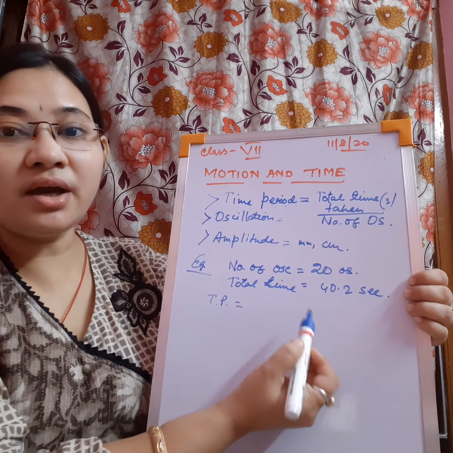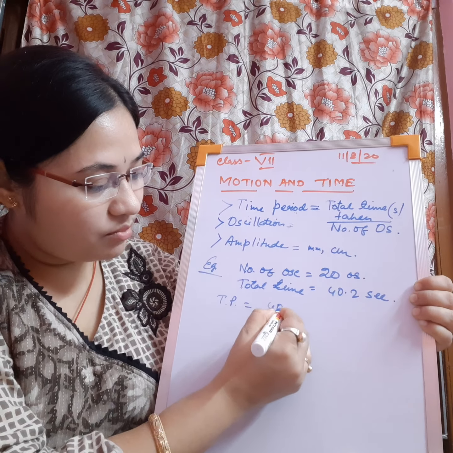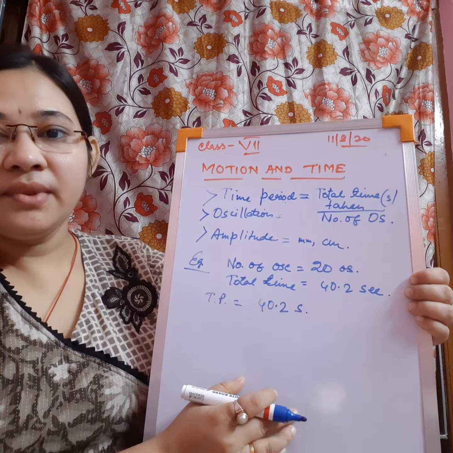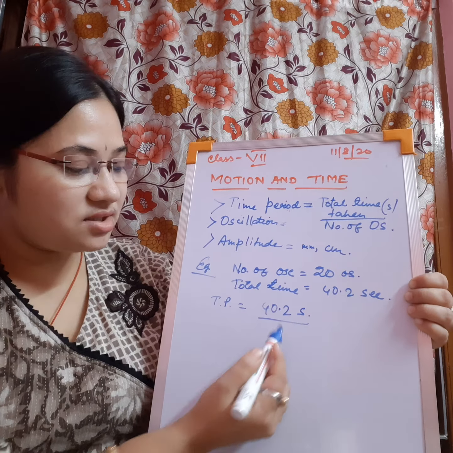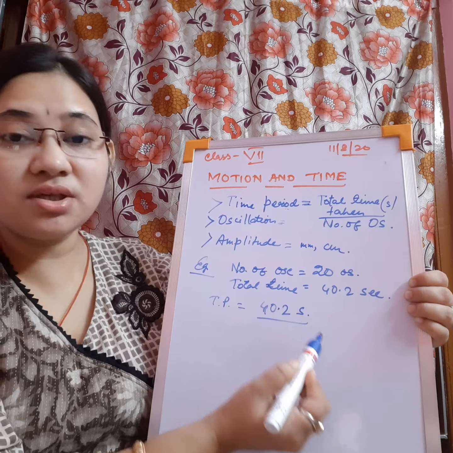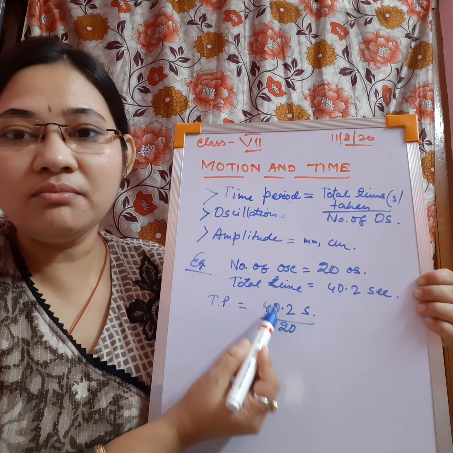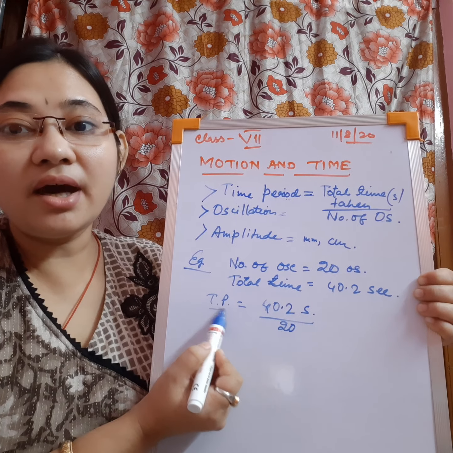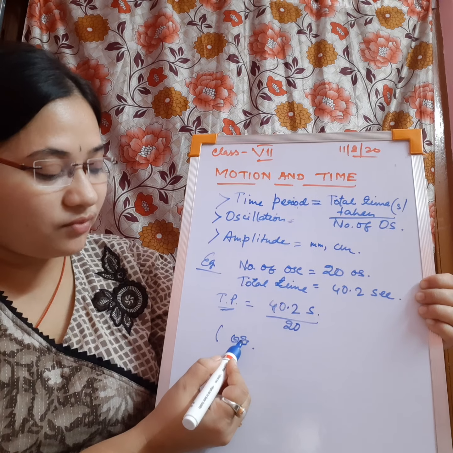So, what is the total time taken to complete 20 oscillations? Total time is 40.2 seconds. Okay. By total number of oscillations. How many oscillations is it covering in 40.2 seconds? It is covering 20 oscillations. So if we divide the total time by 20, we will get the time period for one oscillation.